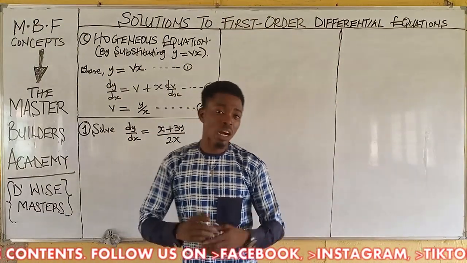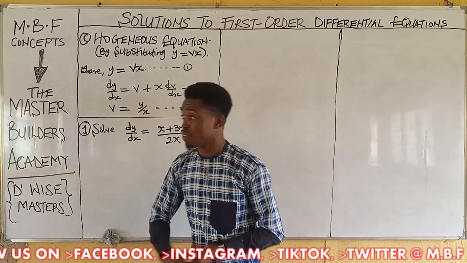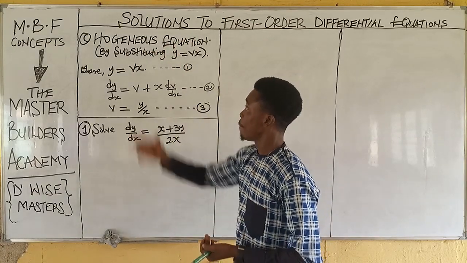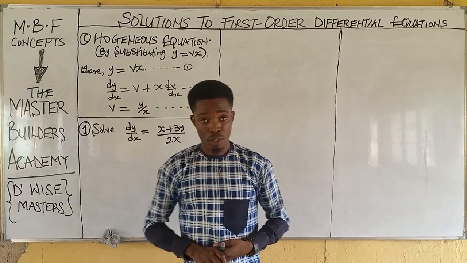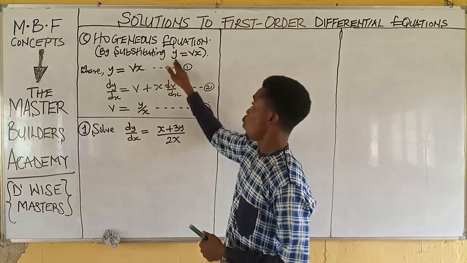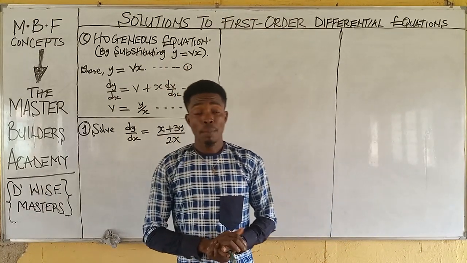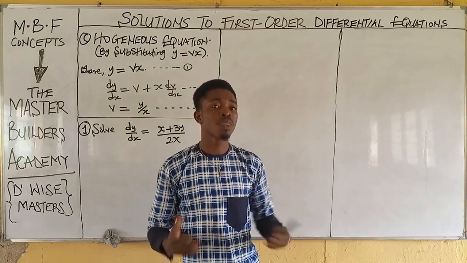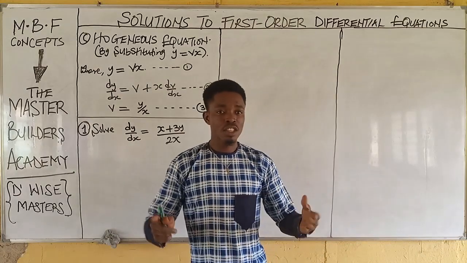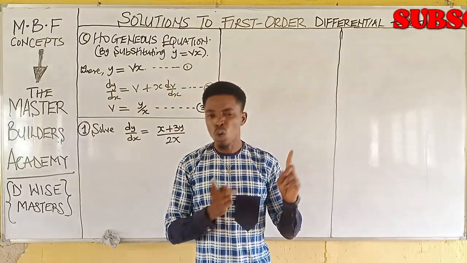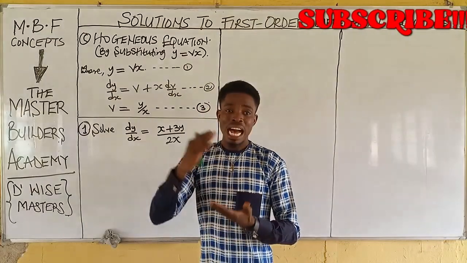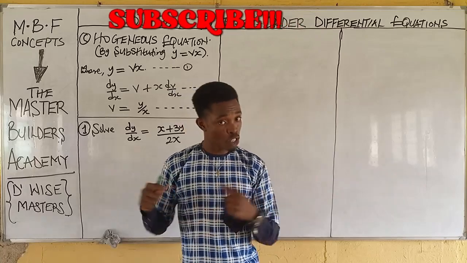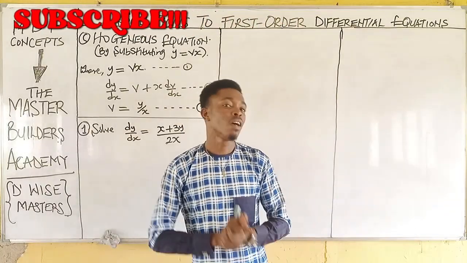Now, in this class, we are going to be looking at solution to first order differential equation using the homogeneous equation, which is by substitution method. In this case, we substitute y is equal to vx. But like I explained in our previous lesson, if you are visiting this page for the very first time, you can go to the playlist section of our channel and look out for differential equation, where you will see the previous lessons we have looked at before this current video for better and proper understanding.